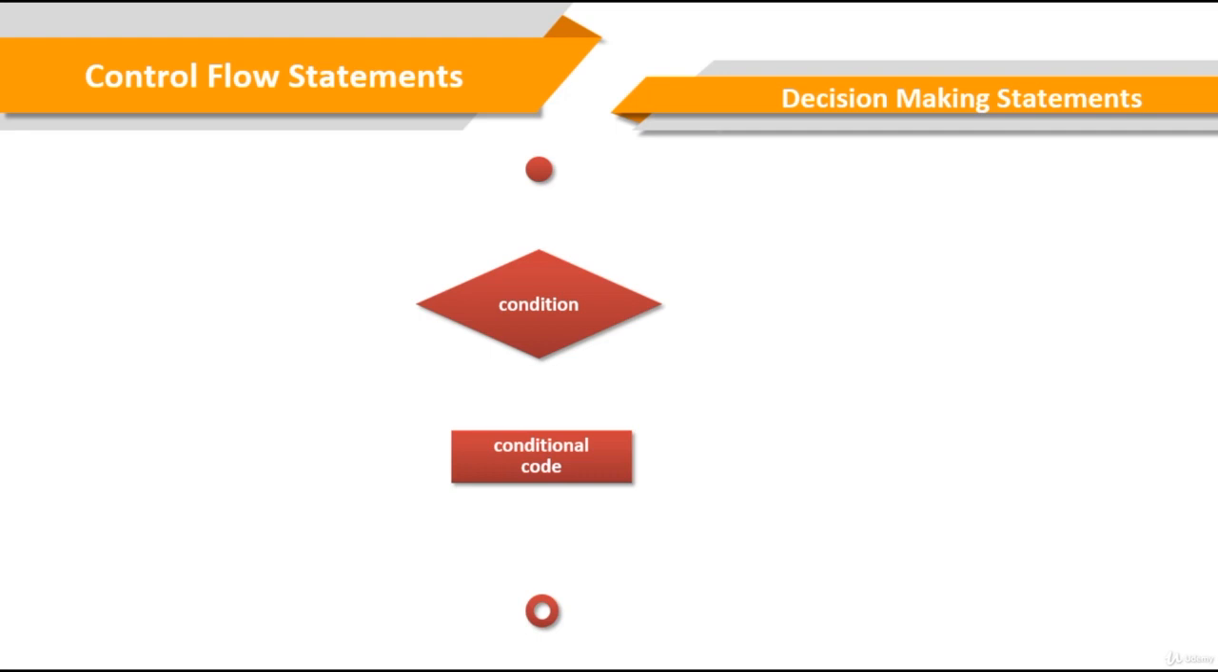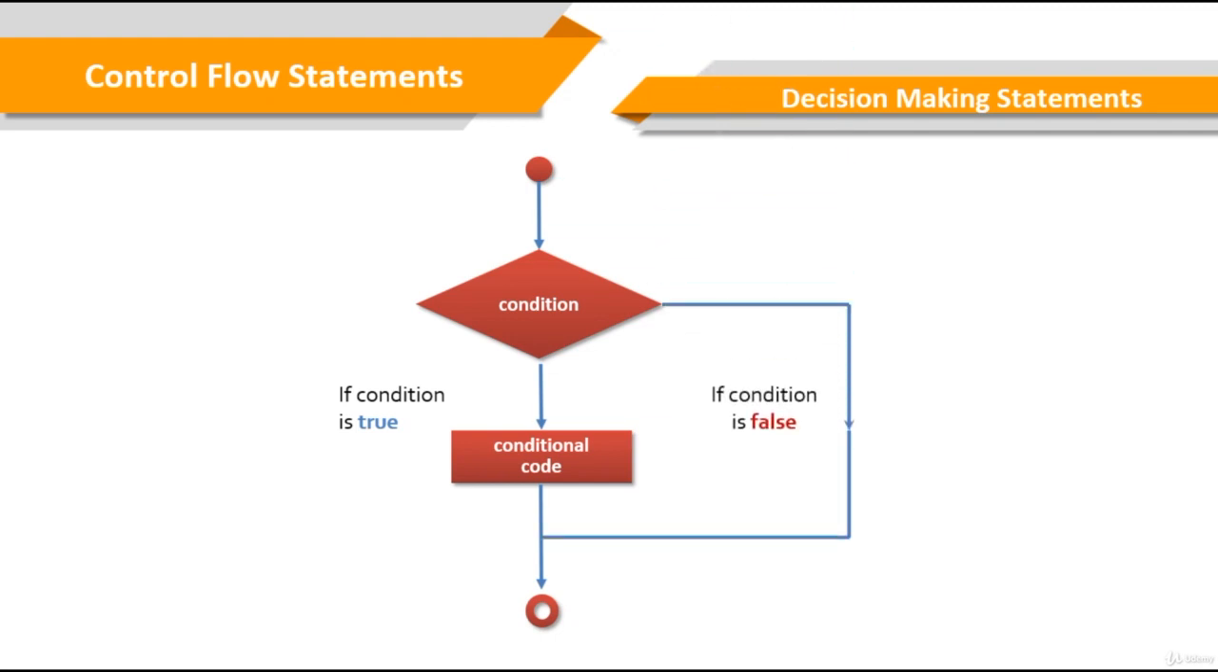Decision-making statements. Decision-making structures have one or more conditions to be evaluated or tested by the program. So if you look at the diagram, it shows if some condition occurs, check the condition. If that condition is true, execute the conditional code. If the conditional is false, pass the conditional code, and then continue.